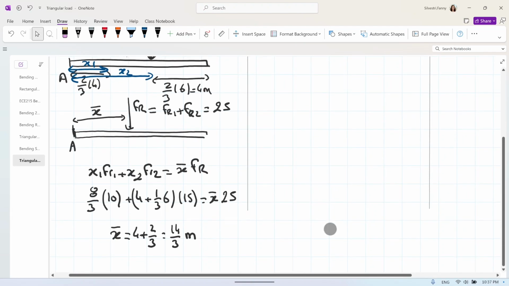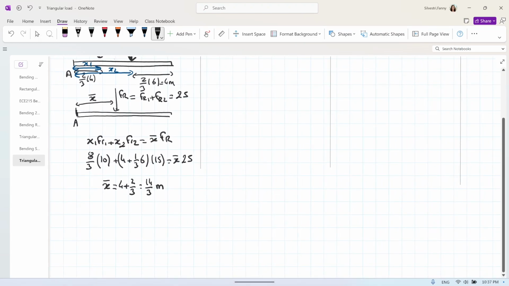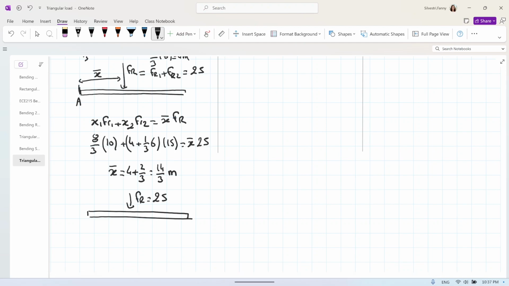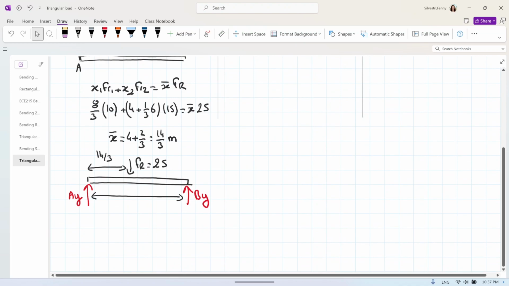So now, to find the reaction forces, remember we are not done. We have our beam, FR equal 25, distance from A equal 14 divided by 3, and we try to find AY and BY. And this total distance that we need, our two triangle loads are 4 meters and 6 meters, so the total length is 10 meters.